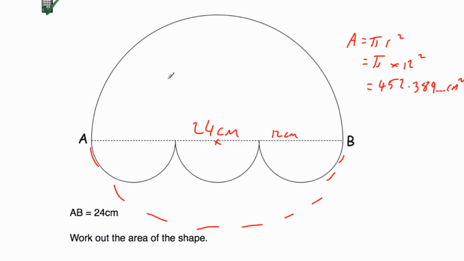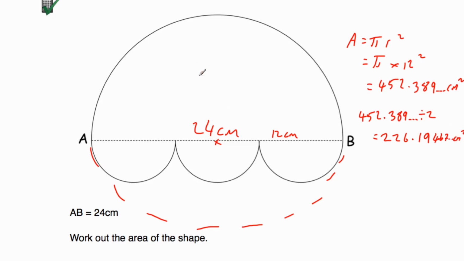No, we don't want that. We want just the area of the semicircle. So let's divide this by 2. So let's take our 452.389 and so on and divide that by 2. And when we divide that by 2, we get 72 pi, or 226.19467 and so on centimeters squared.